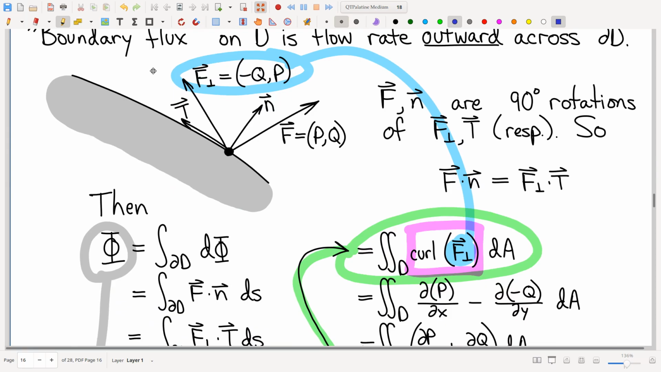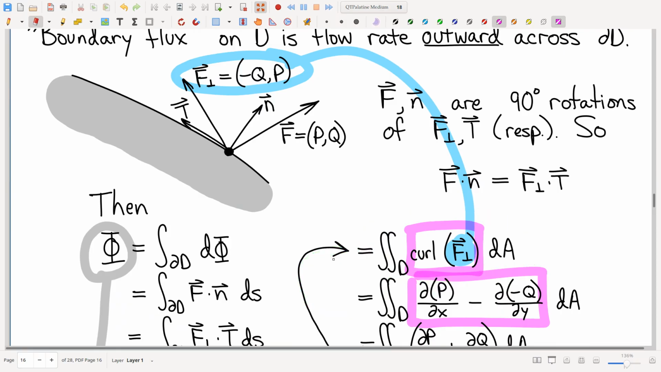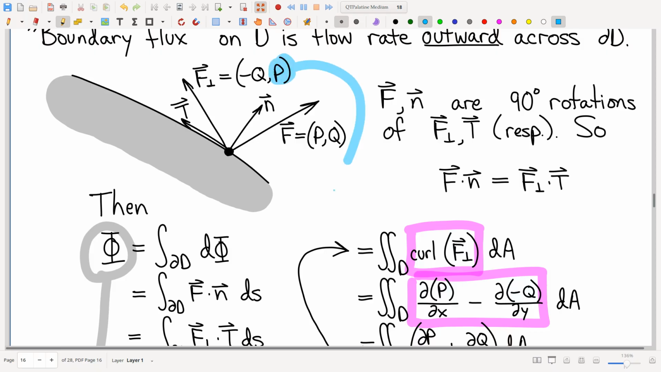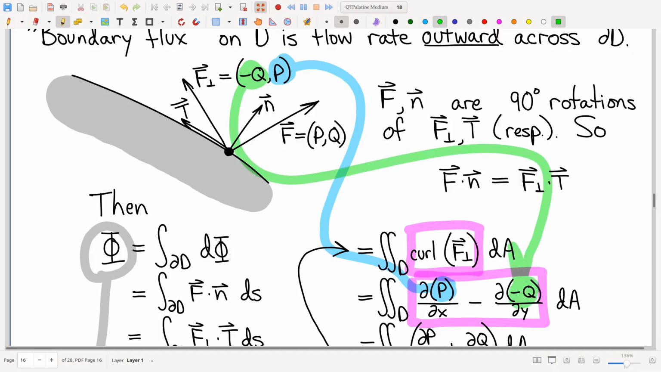And with that in mind, this calculation here, curl, notice, is the x partial of the second coordinate minus the y partial of the first coordinate. Everybody on board?